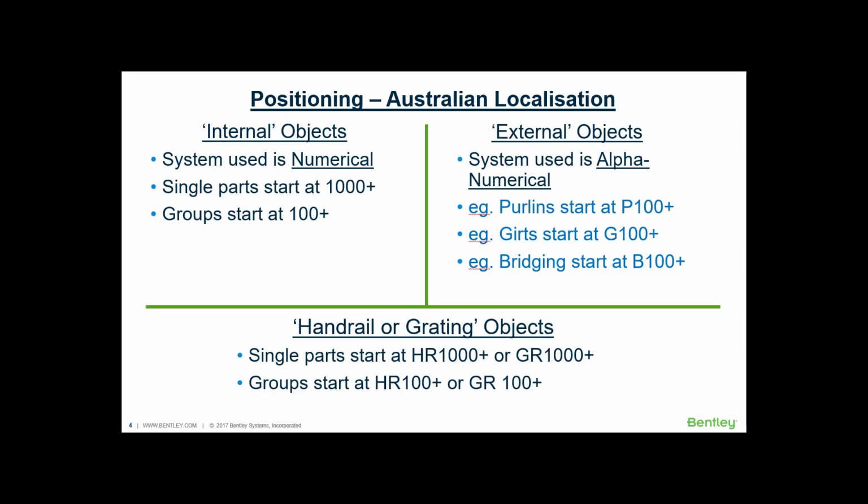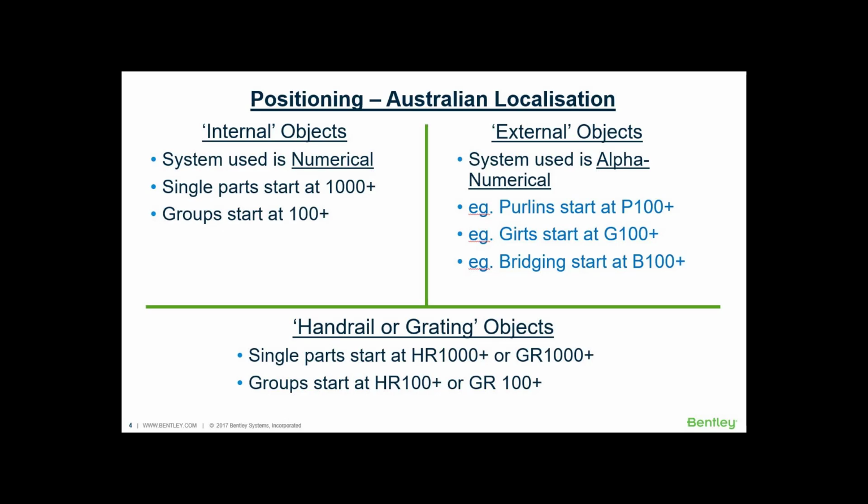Okay, so let's get down to the pointy end. Again, this is my system. I like using it because it has very little human contact. For the internal objects, remember, the stuff that my workshop is responsible for, the system that I use is numerical only. The single parts start at 1000 and the groups start at 100. So the first object being 1000 or the first group being 100.